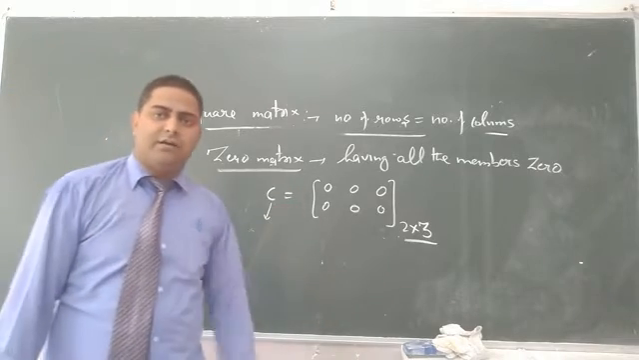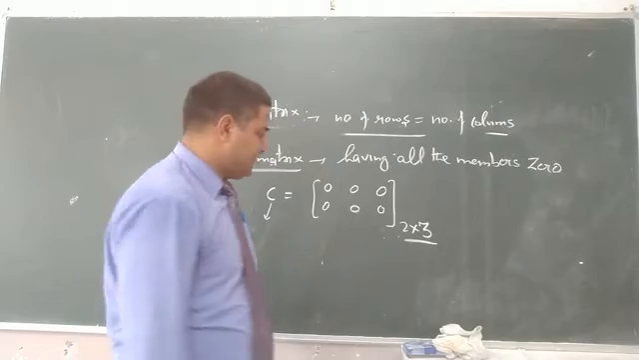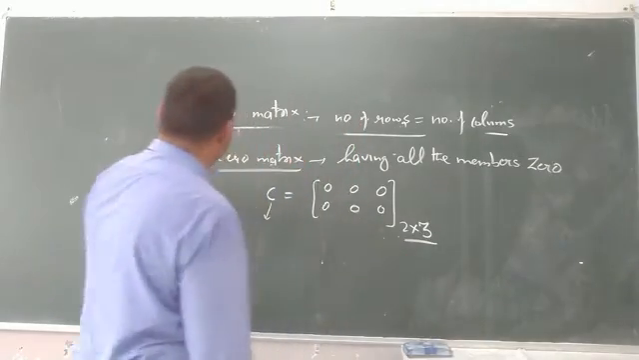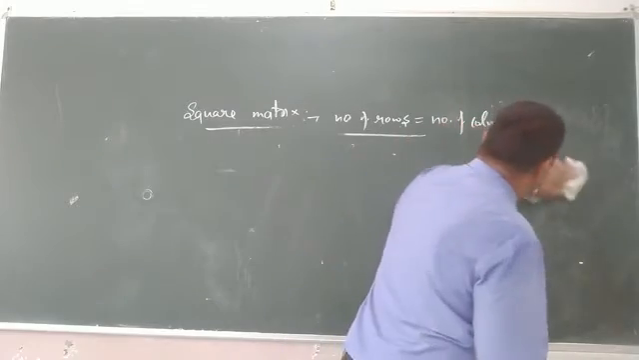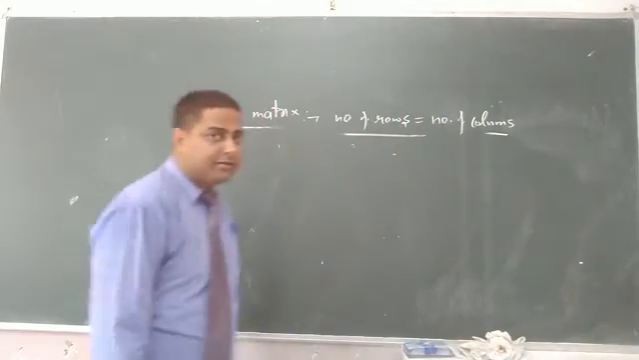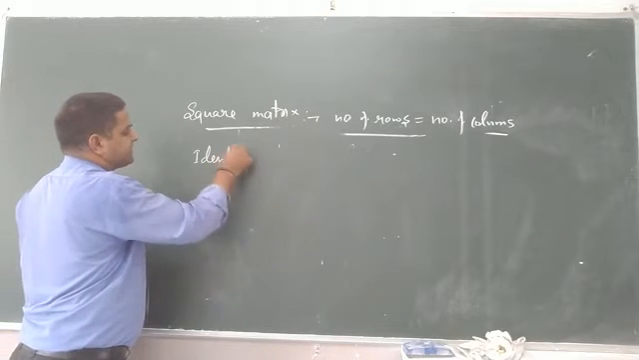Square matrix is done, zero matrix is done. After this, we have identity matrix. Now this is something very, very important. Keep in mind, identity matrix.